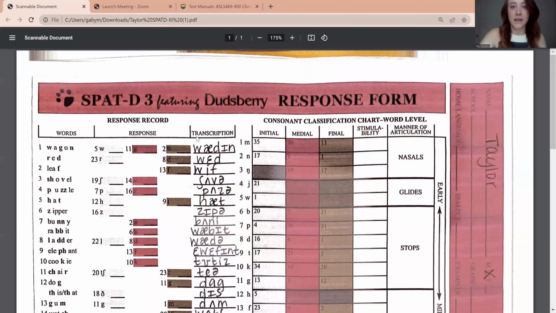In Taylor's case, we had a D for a G. So I would write that down, and then I wouldn't put anything in the other ones, and we're just going to keep going. Same thing with the word red. He said wed. So again, we will put the error in the spot and then leave the correct consonant by itself. One thing to note, there are instances where Taylor just doesn't say anything at all.